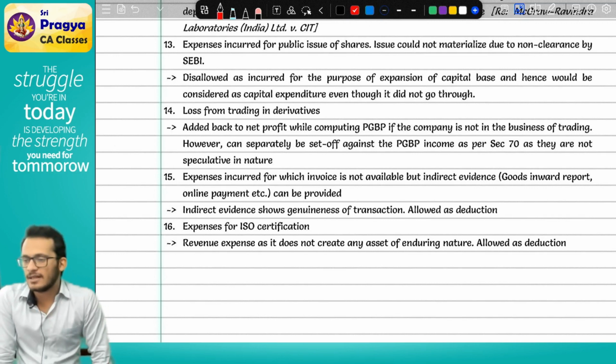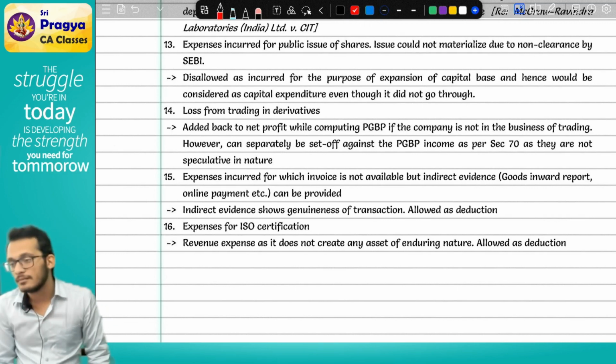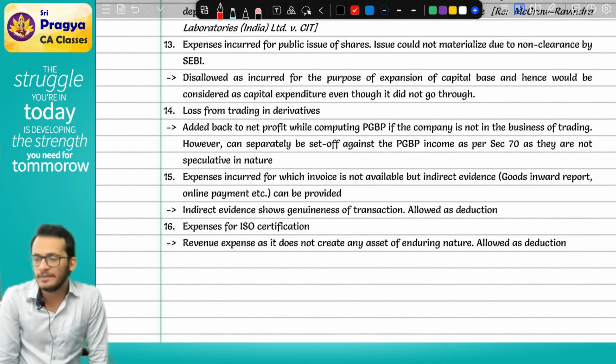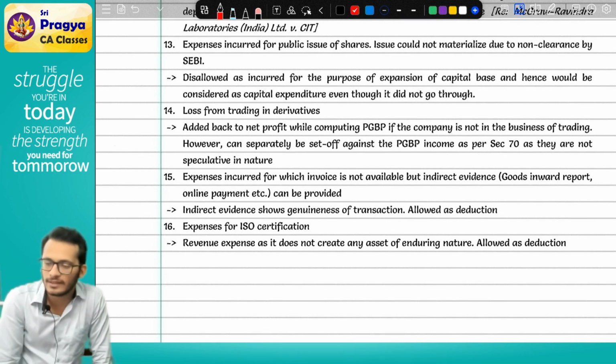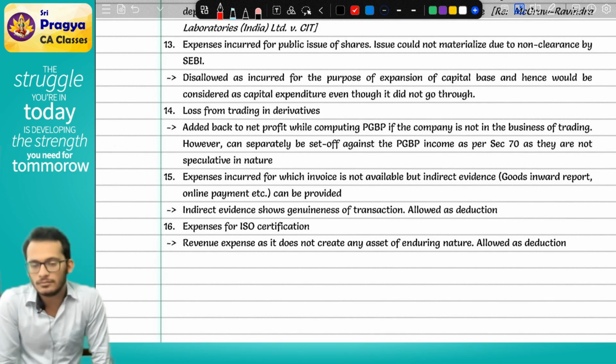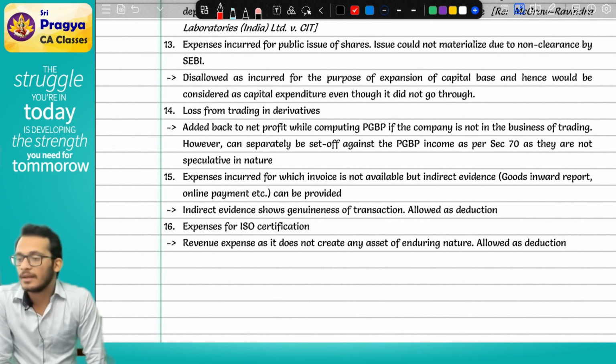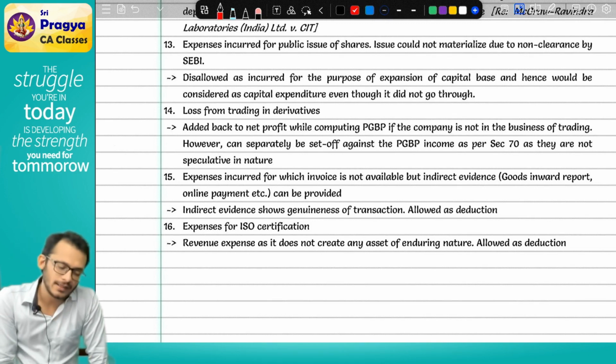In simple words, you allowed. You directly allow it in PGBP, or you remove it and separately allow it. Either way, it doesn't matter. It is allowed. Clear? Can we go forward? Next.